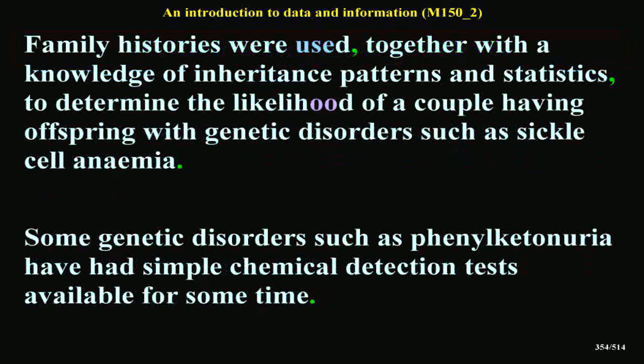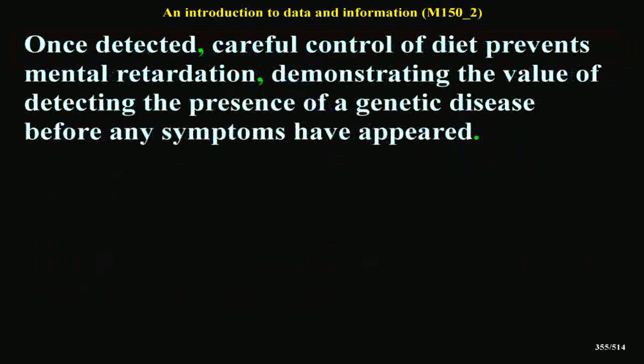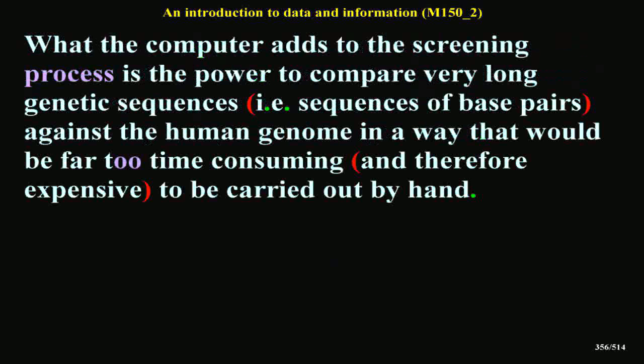Some genetic disorders such as phenylketonuria have had simple chemical detection tests available for some time. Once detected, careful control of diet prevents mental retardation, demonstrating the value of detecting the presence of a genetic disease before any symptoms have appeared. What the computer adds to the screening process is the power to compare very long genetic sequences, i.e. sequences of base pairs, against the human genome in a way that would be far too time-consuming and therefore expensive to be carried out by hand.